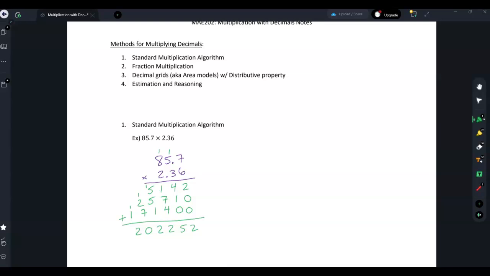And now is when I will finally decide about my decimals. So what I'm going to do is I'm going to count the number of digits behind the decimal in each of my multiplicands. So in the first one, there was 1 digit, just the 7, that was behind the decimal. In the second number, there are 2 digits that are behind the decimal. So if I look at that all together, the total number is 3 digits.